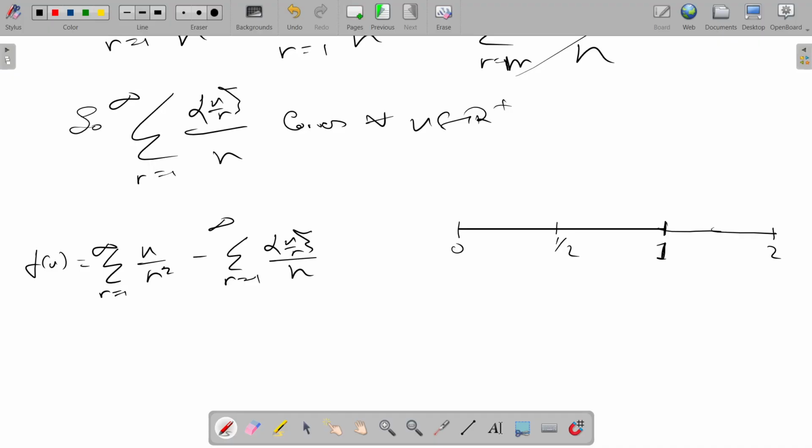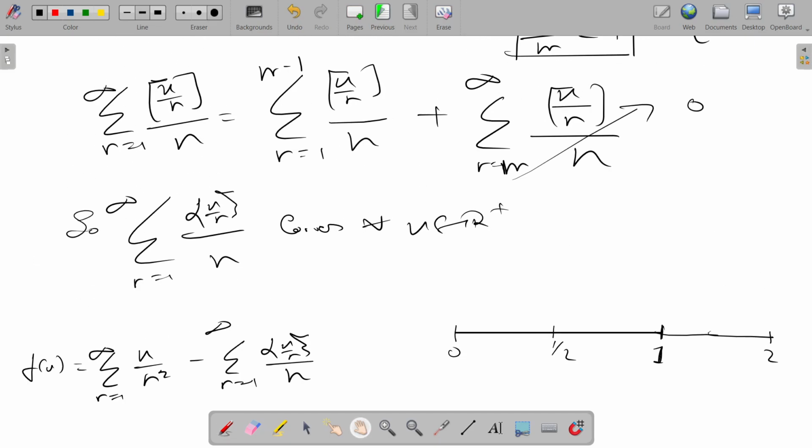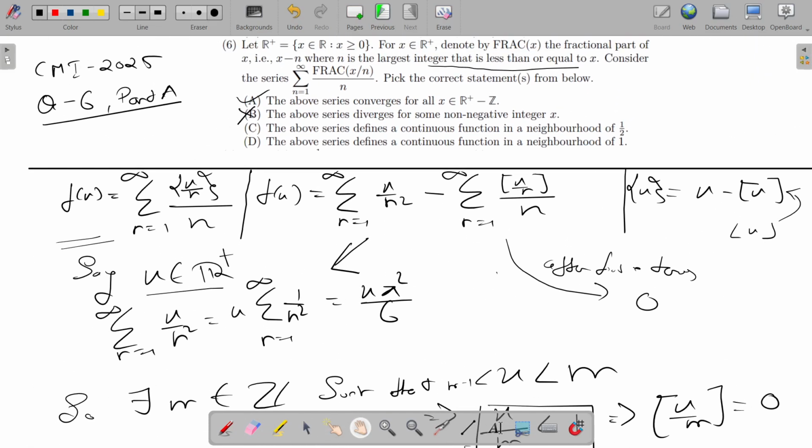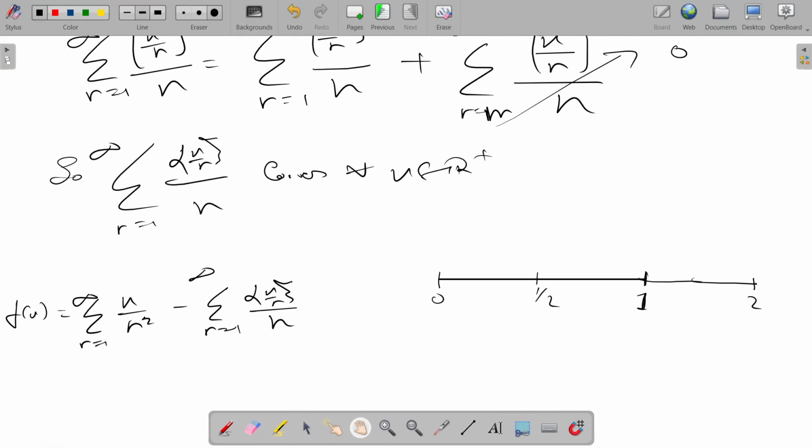Okay, so this is our function, and they are saying that the above series defines a continuous function in a neighborhood of half. So basically there exists a neighborhood such that for all the points in the neighborhood, f(x) is continuous. So let's say we have a delta like this.